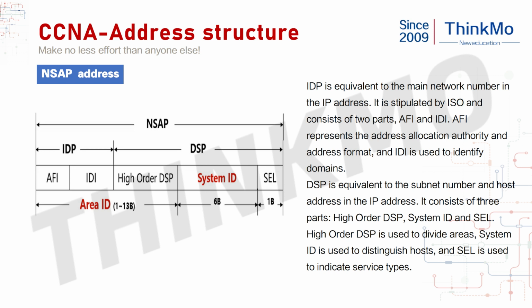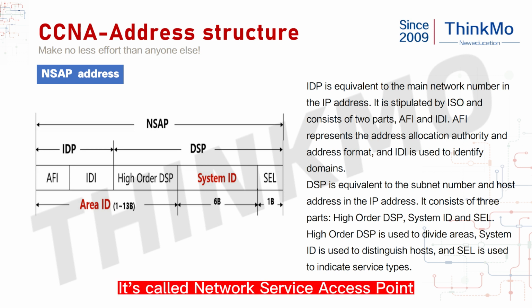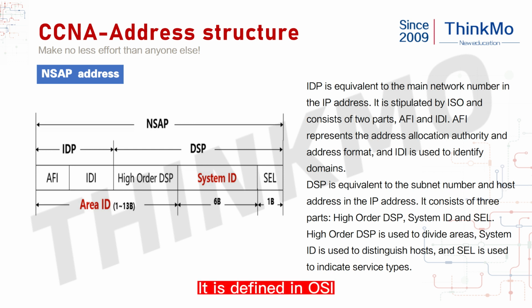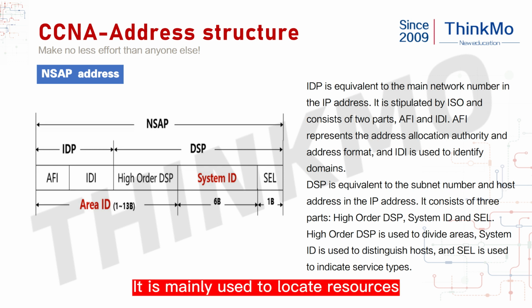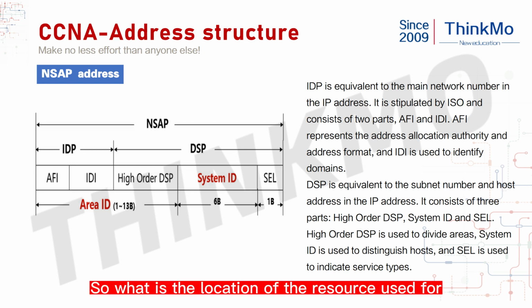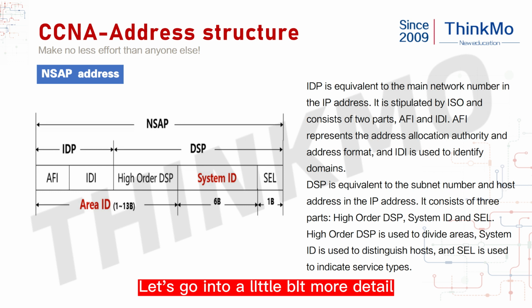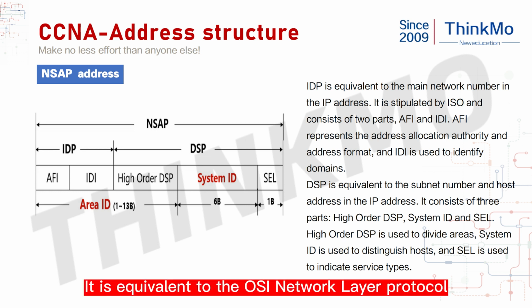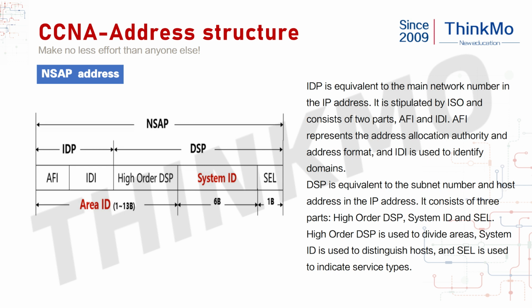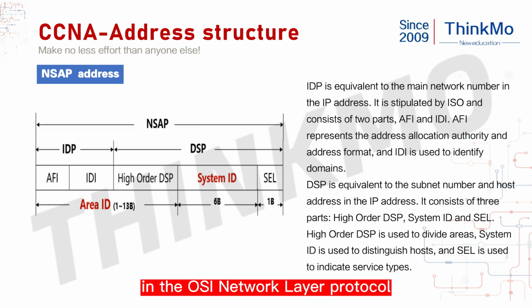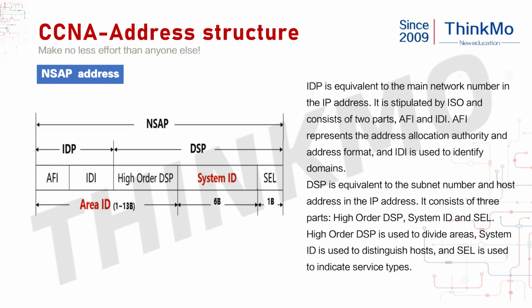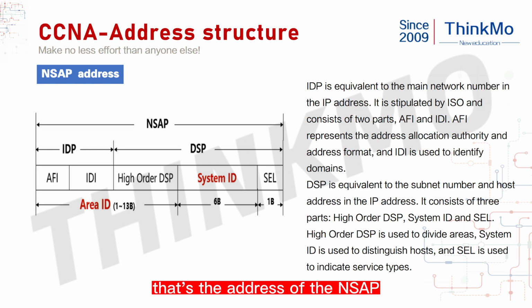NSAP address is called Network Service Access Point. It is defined in OSI. OSI defines the NSAP address. It is mainly used to locate resources. Let's go into a little bit more detail. It is equivalent to the CLNP address in the OSI Network Layer Protocol. That's the address of the NSAP.